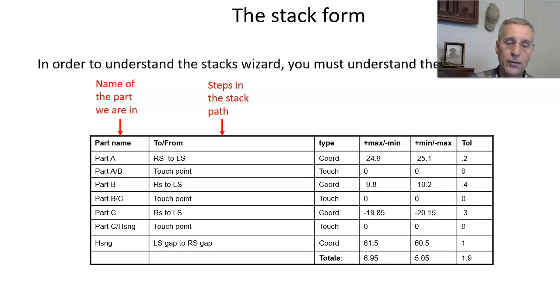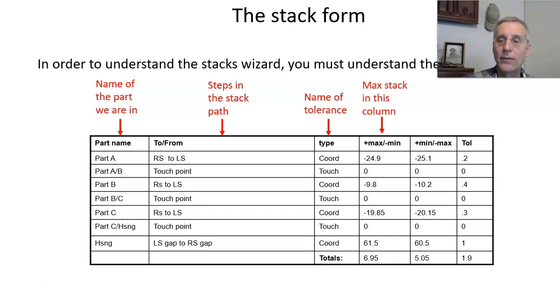Now in this particular version of the stack form, I have the to-from column all in one. In the new Stacks Wizard, we're going to have one column for to and another column for from. Then we have the name of the tolerance. What kind of tolerance do we have? Do we have a coordinate tolerance? Is it a touch point? Is it a tolerance of position, a profile, a runout?